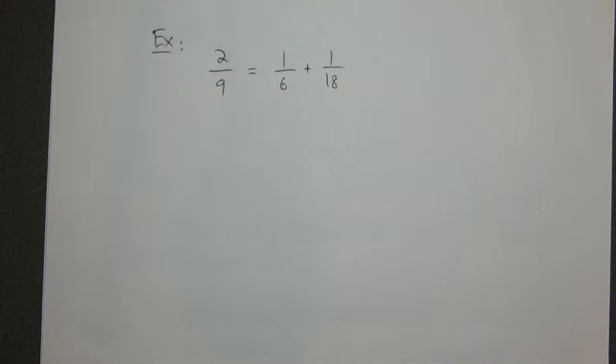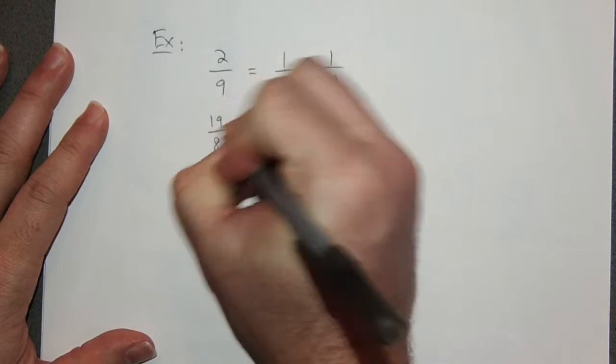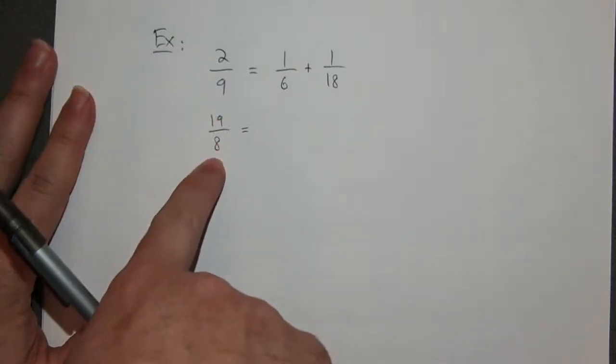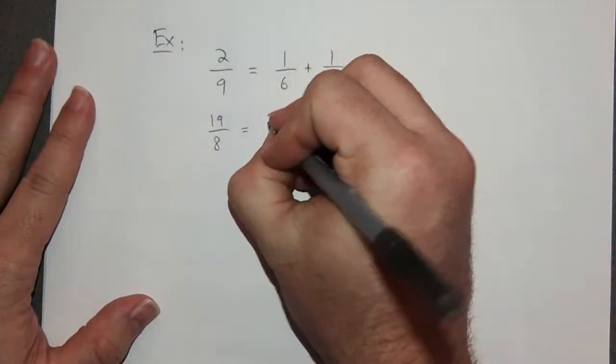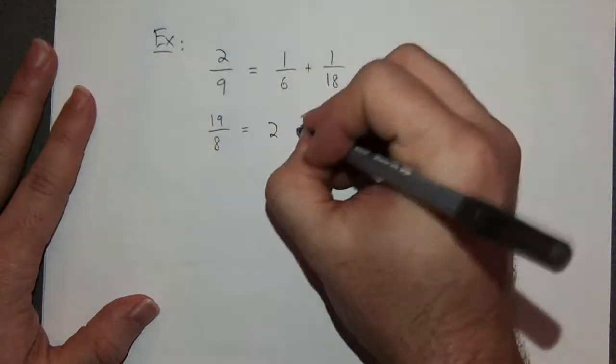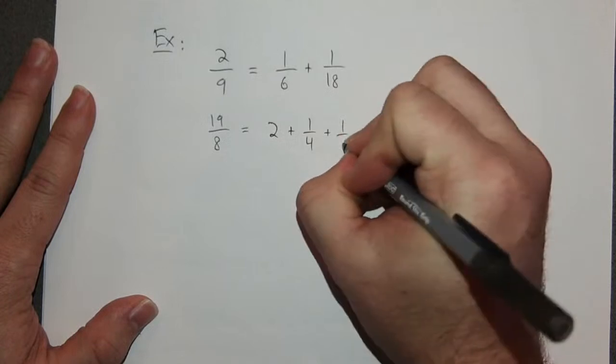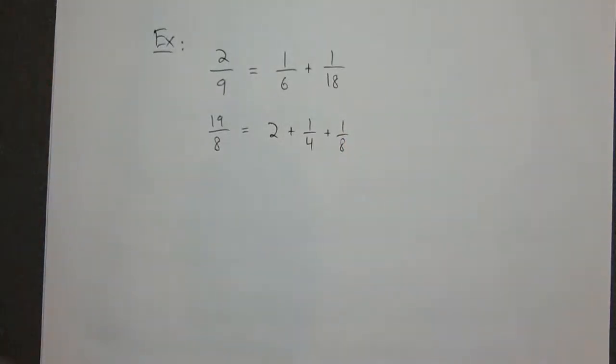All right. What about another one? What about say 19/8? How would they write 19/8? First of all, this is an improper fraction, so there's a whole number involved here. So this would be 2, which is fine, plus 1/4, plus 1/8. Because 8 goes in 19 twice, and what is left over there is 3/8, and 3/8 is easy enough to write as unit fractions.